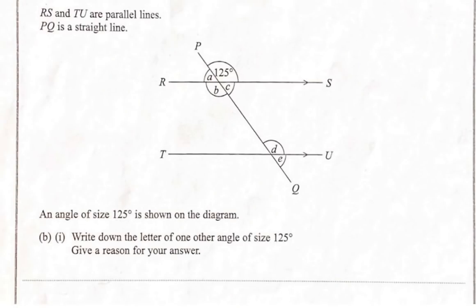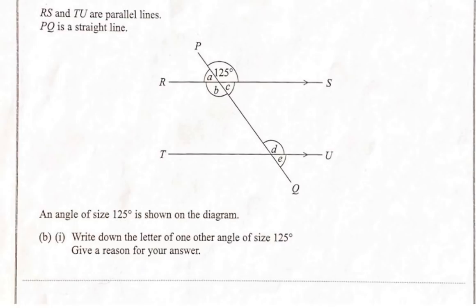Okay, in the B part, this is a question about parallel lines. RS and TU are parallel, PQ is a straight line. So an angle of size 125 is shown on the diagram. Write down the letters of one other angle of size 125. Give a reason for your answer.